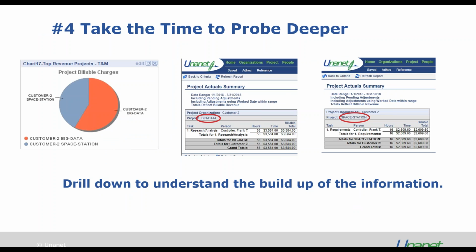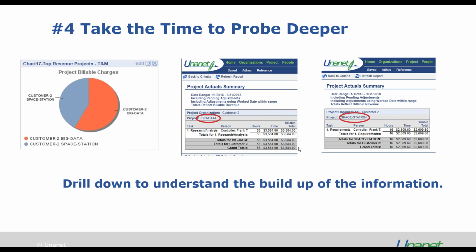The fourth item to look at for unlocking business strategy is to take the time to dig deeper into your data. If you look at this chart right here, you're able to look at the billable charges, and you have a nice pie chart. If you have a tool that allows you to drill down into that data, you can drill down over here and get additional information.